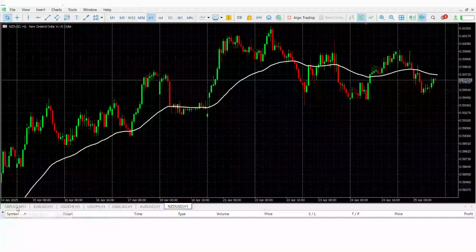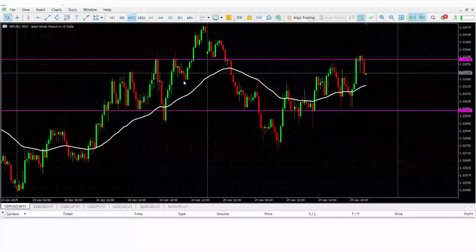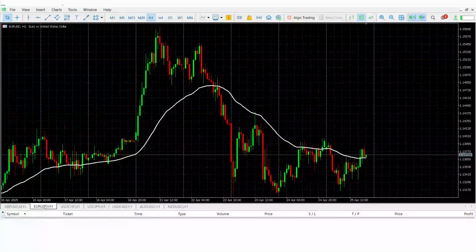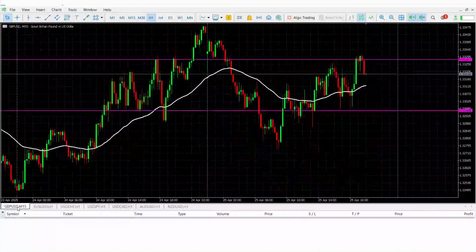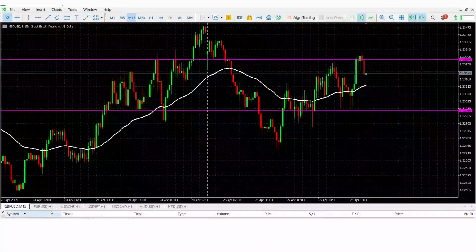So I normally arrange my pairs sequentially. You can see the GBP USD, Euro USD, USD CHF, USD JPY, USD CAD, AUD USD, and NZD USD. There are 7 in number. 1, 2, 3, 4, 5, 6, 7. So if you open it individually, you can see that the market moves differently.